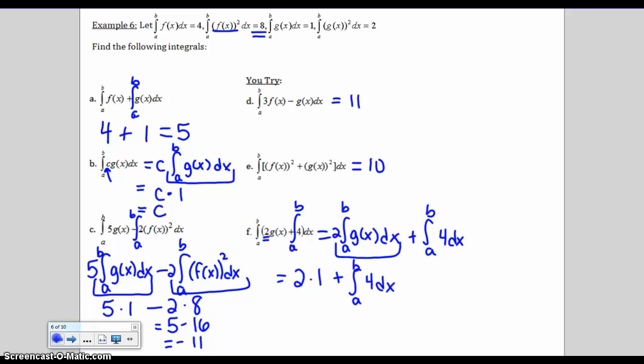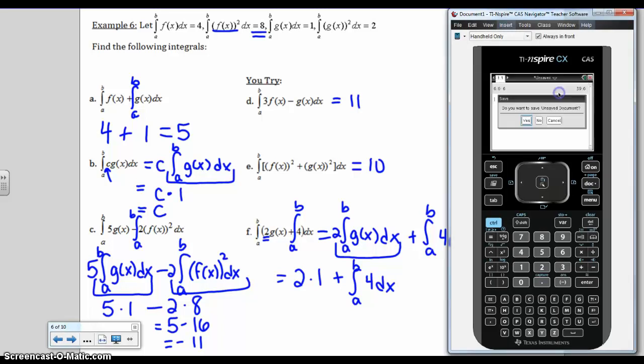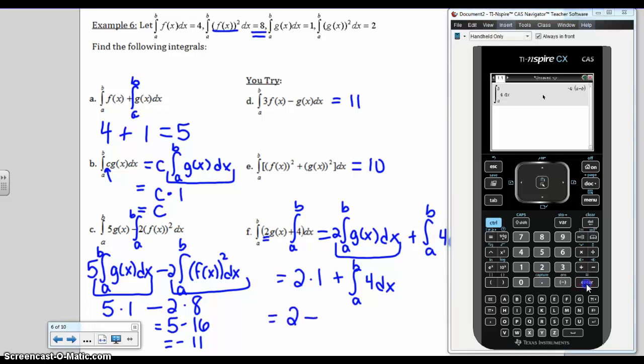4 is not a function. That's a value. We can put that in the calculator. So let's put the integral with the 4 into the calculator. So we want to go to Menu, Calculus, Integral. We're going to go from a to b. That's okay. We can do that in our CAS. You cannot do that in a regular Inspire. Put a 4 and then just put an x on the end. So the integral from a to b of 4 dx is negative 4 times a minus b. So this becomes 2 minus 4 times a minus b.